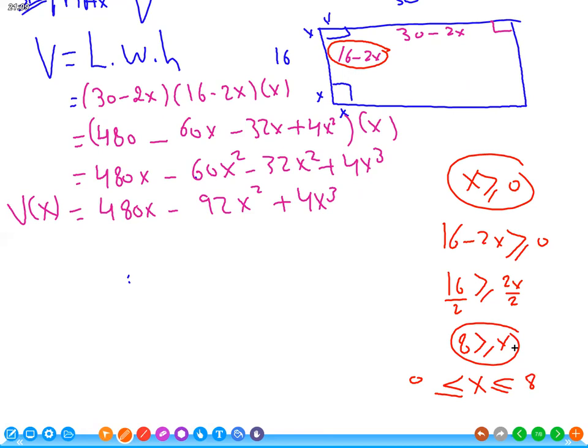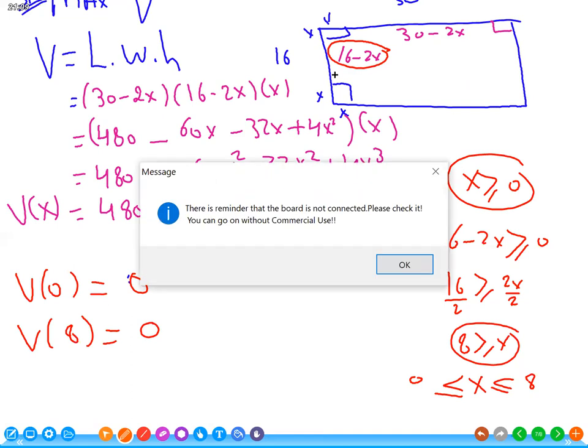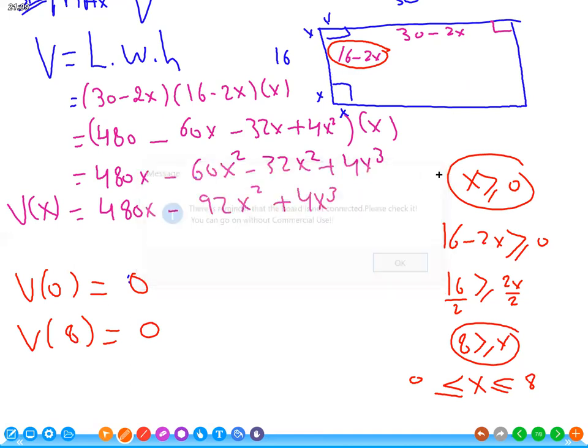If x equals 0, replace in the original, the answer will be 0. So it's still 2-dimensional. If x equals 8, replace 8, it will also be 0. Because if we cut 8, it's impossible to make a box because all will be 16. Or you can check it by substitution. So the critical point must be between 0 and 8.